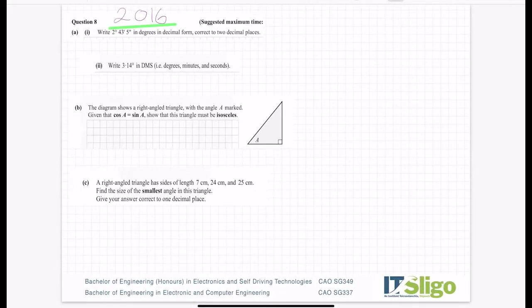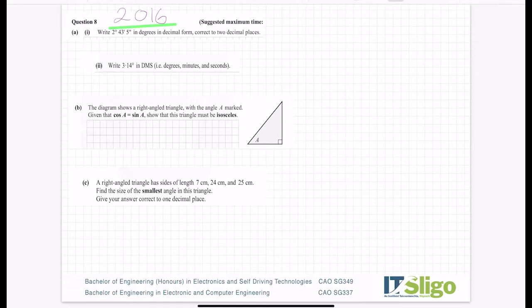2016 Junior Cert Higher Level question on trig, question 8. An unusual enough question. Part A, 1: write 2 degrees, 43 minutes, 5 seconds in degrees in decimal form, correct to 2 decimal places. So it doesn't come up that often, degrees and minutes, but it does come up.